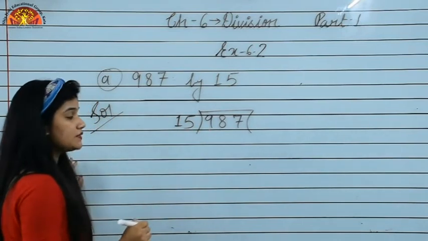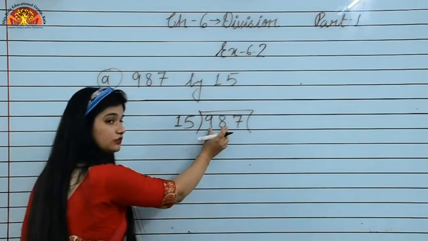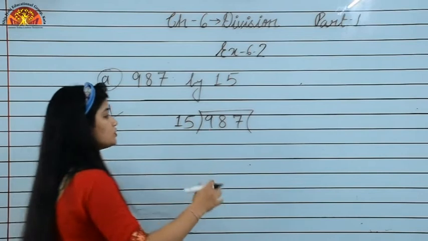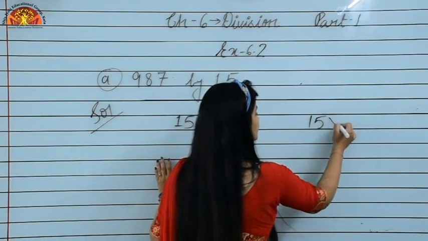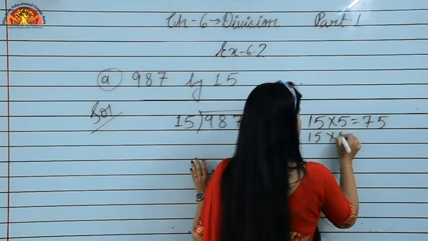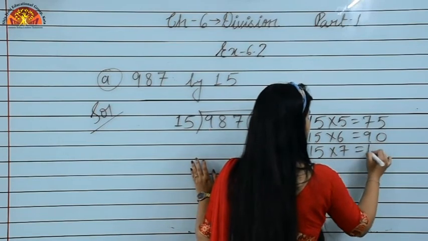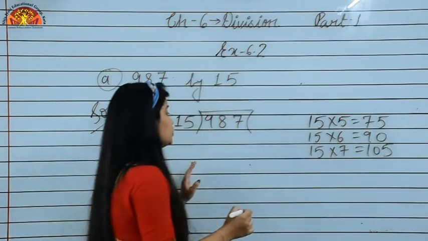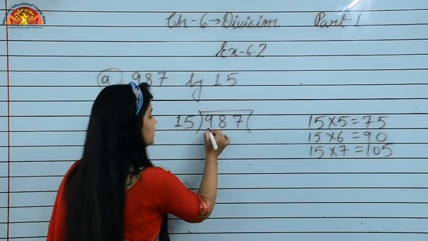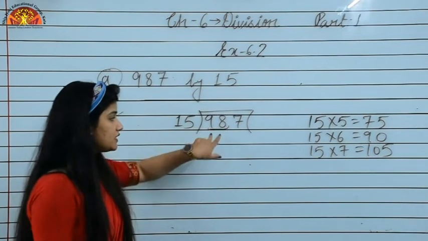So now students, we have to say the table of 15 until we get either 98 or a number which is smaller than 98. So as we know students, 15 5s are 75, 15 6s are 90 and 15 7s are 105. So 7 times we'll get 105, which is greater than 98.